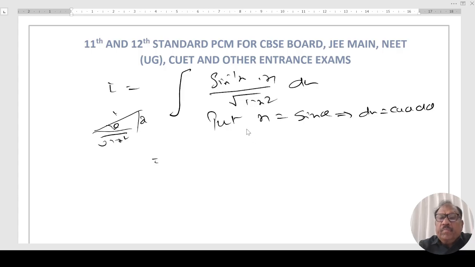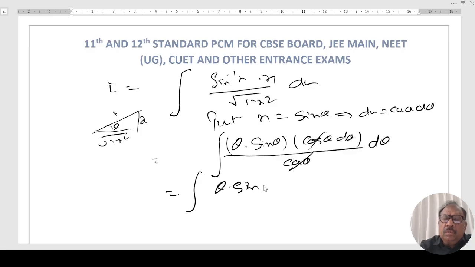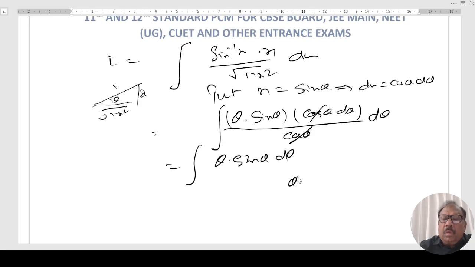Sine of inverse x, that is theta into sin theta into cos theta d theta in place of dx divided by under root 1 minus sin square theta, that is cos theta. On simplification, this comes out to be this one. Further, this goes theta sin theta d theta. It is again 2 functions, again by parts.